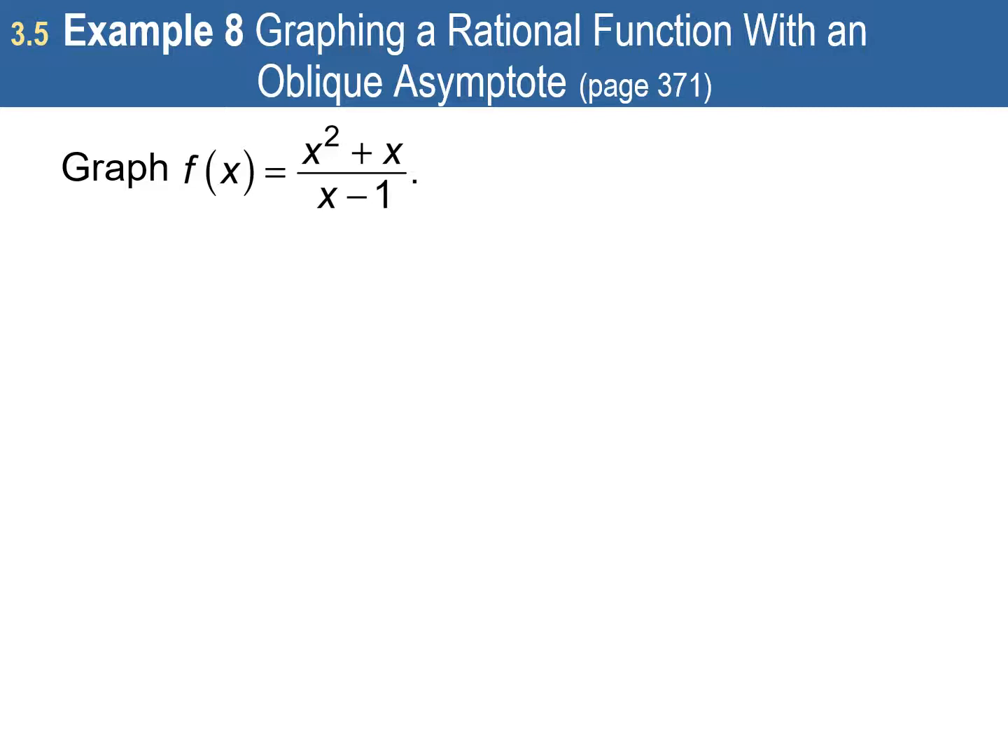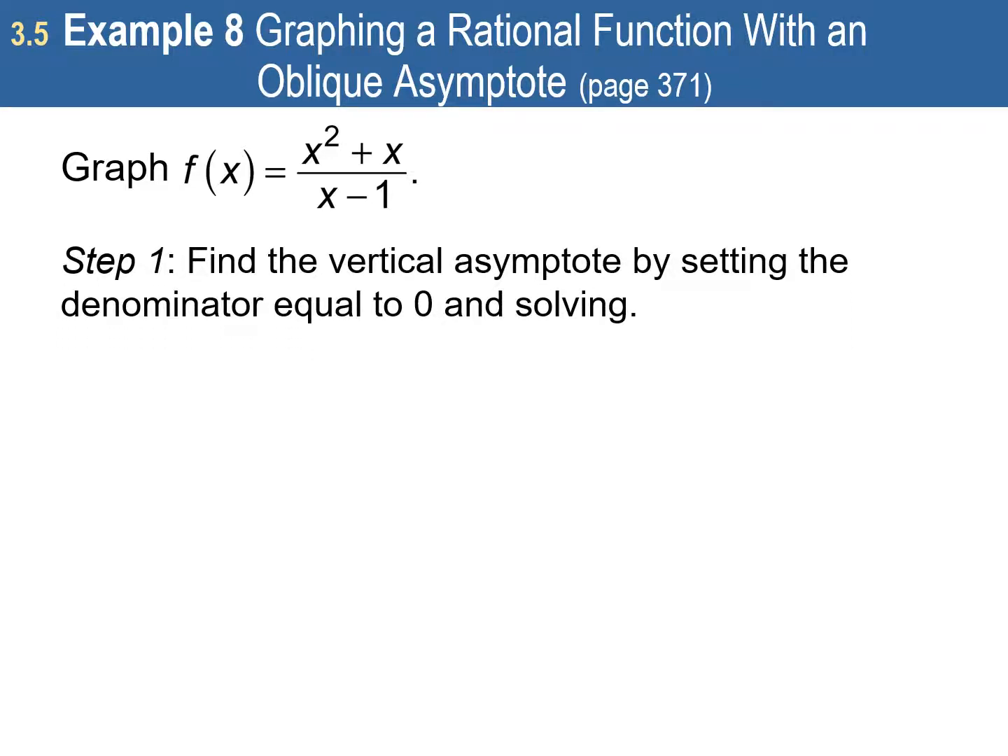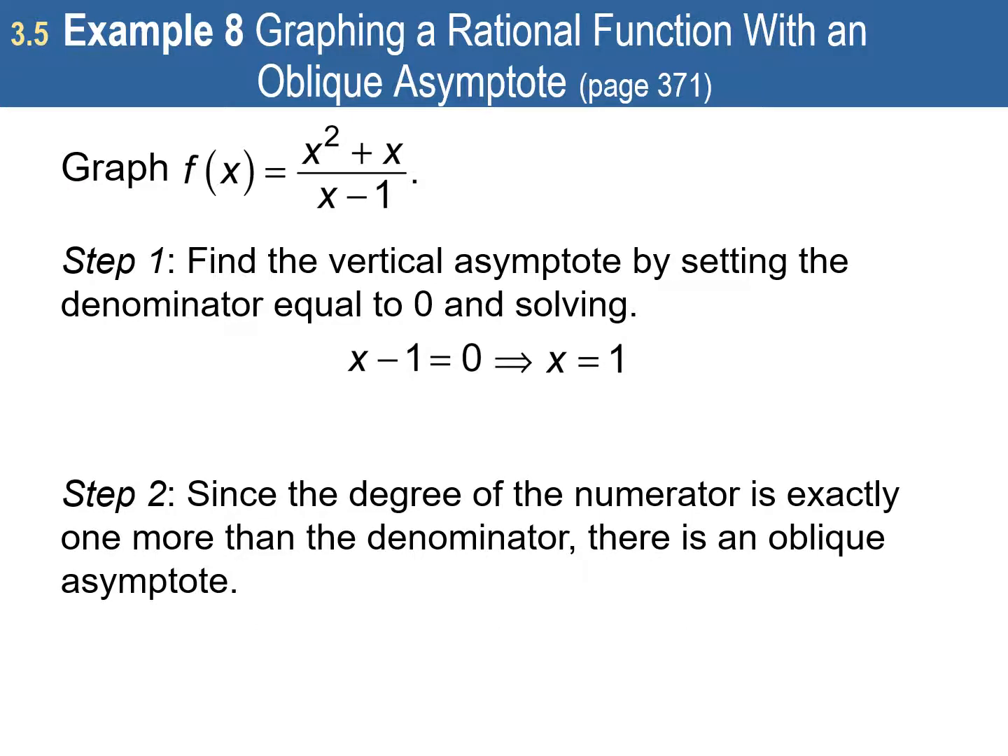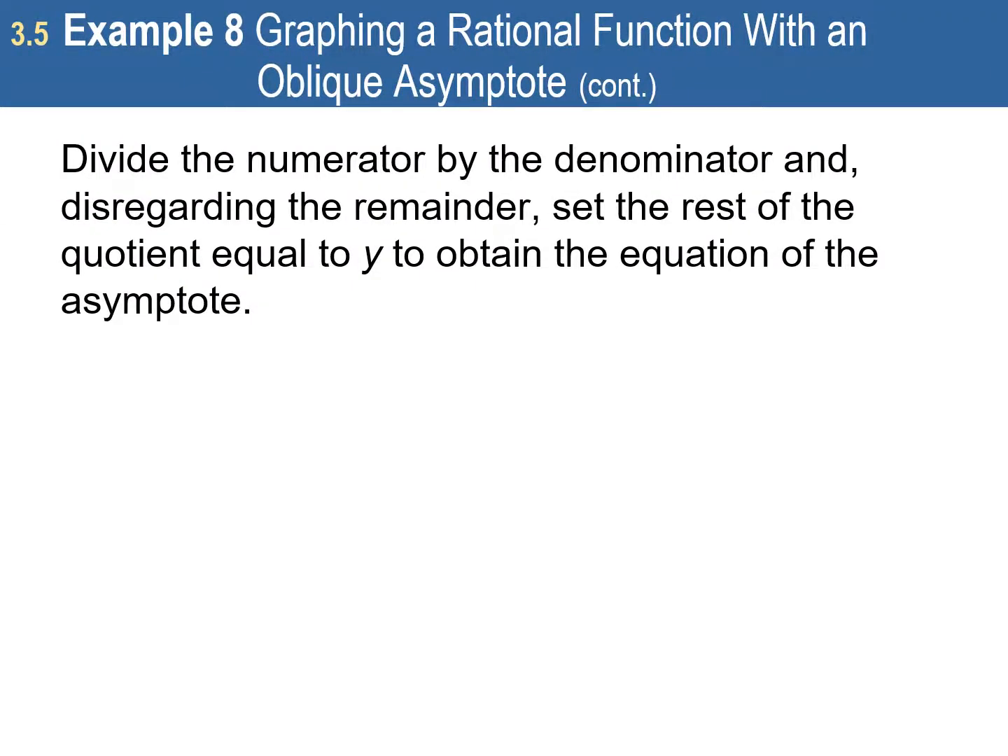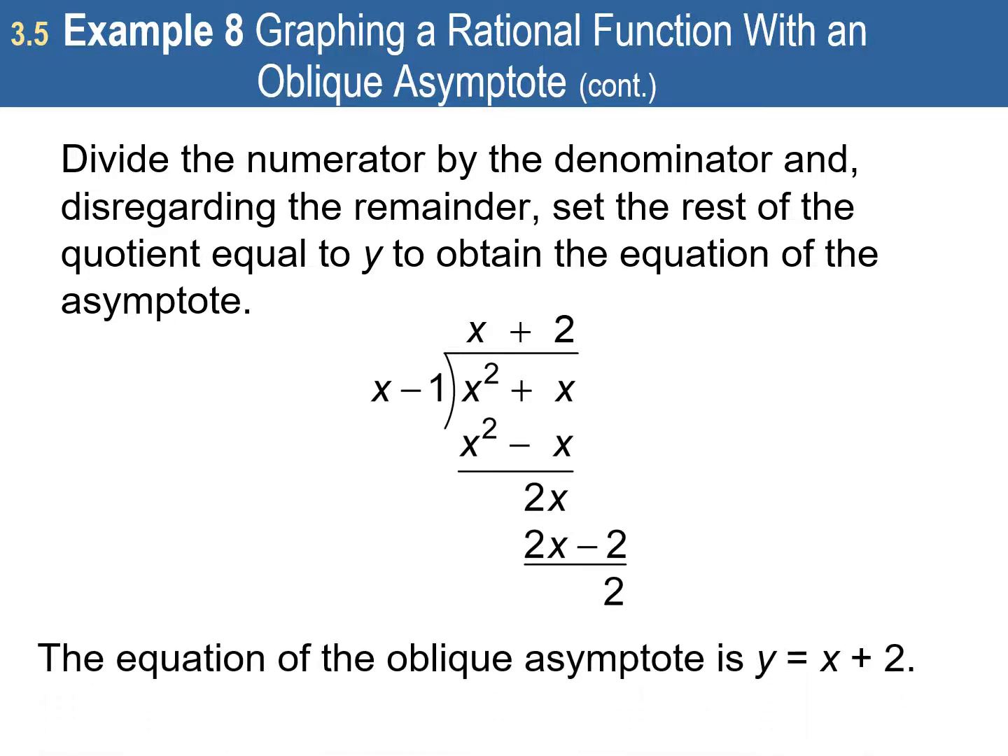So let's graph x squared plus x divided by x minus 1. You find the vertical asymptote by setting the denominator equal to 0. So x equals 1 is your vertical asymptote. Since the degree of the numerator is exactly one more than the denominator, you know there's going to be an oblique asymptote. Division gives you y equals x plus 2 as your oblique asymptote.